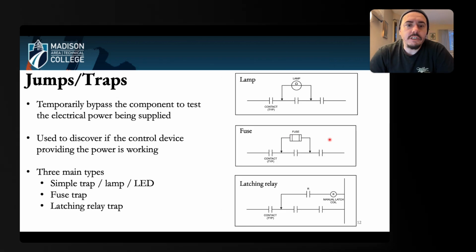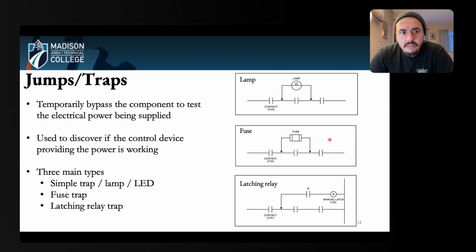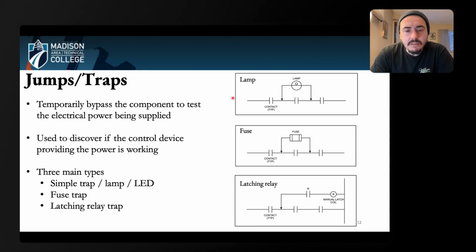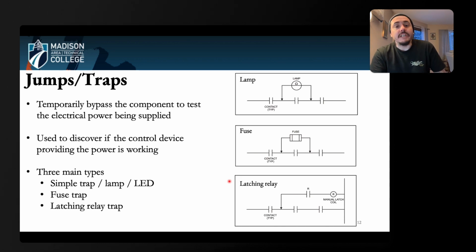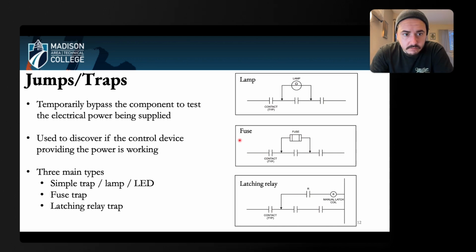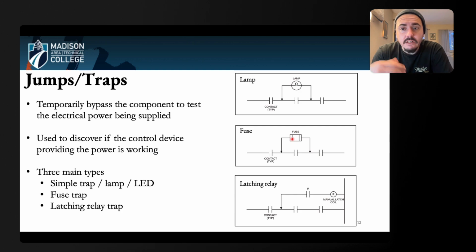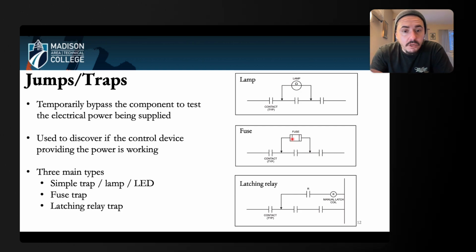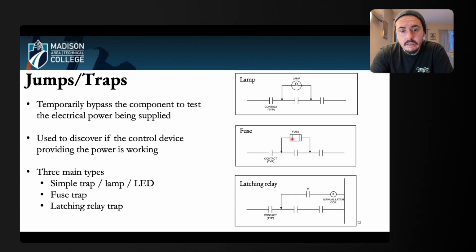All right, next we're going to talk about jumpers and traps. These are used to temporarily bypass a component, in order to test if the power being supplied by the control device is accurate. So there's three main types, really. There's a lamp type, fuse type, and a relay type. The lamp type is just an indicator light. It just shows you, okay, yeah, power is coming. A fuse, this fuse trap here, is set up so that if too much power is coming to my device, the fuse will blow. And the fuse blowing indicates to me, okay, this is getting too much power.